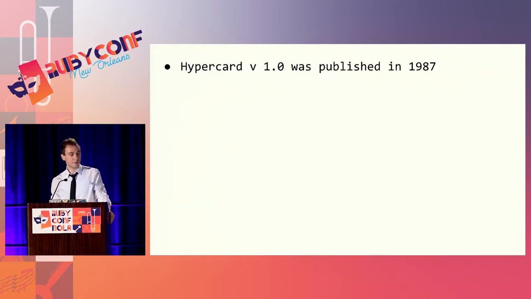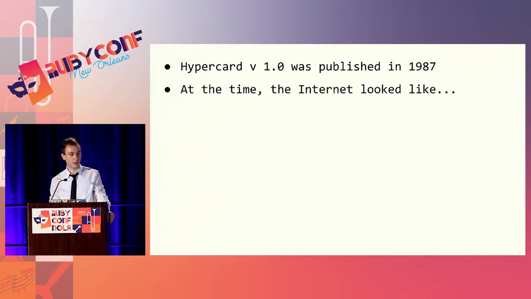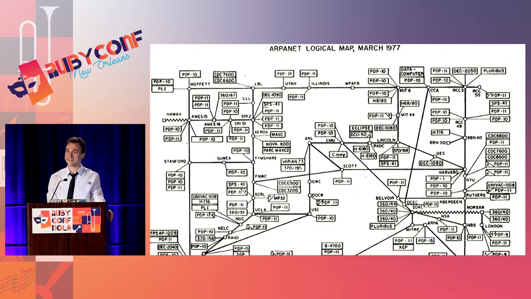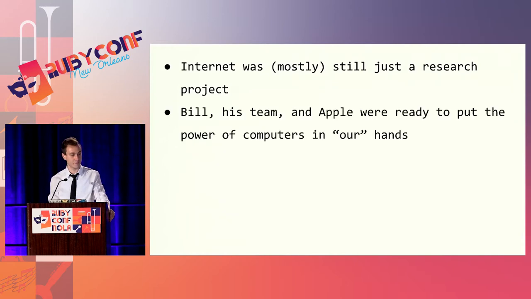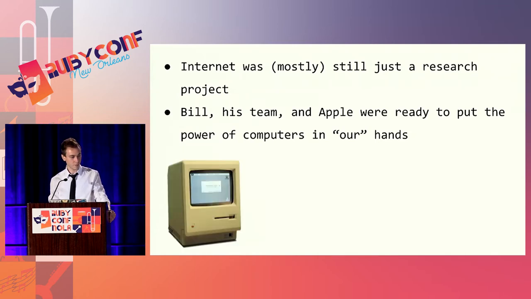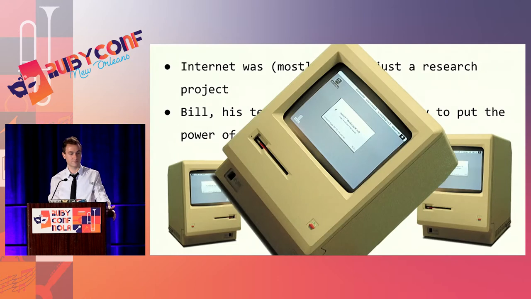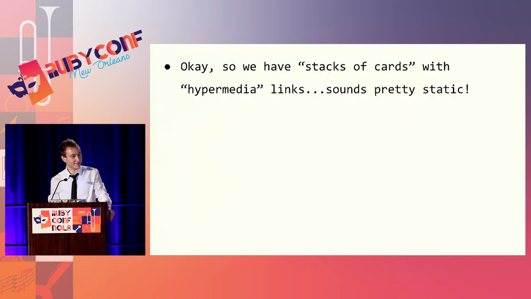So the first version was published in 1987. At the time, the internet looked like whatever this is. I don't know. This is ARPANET. I'm kidding, but the internet was mostly just a research project. It was rapidly expanding and turning into something that would become the consumer internet, but it wasn't there. Bill and his team at Apple were ready to take that step. So we have stacks of cards with hypermedia links.